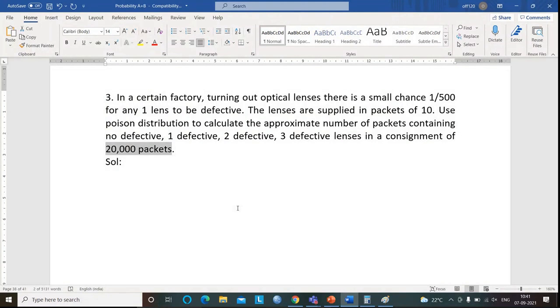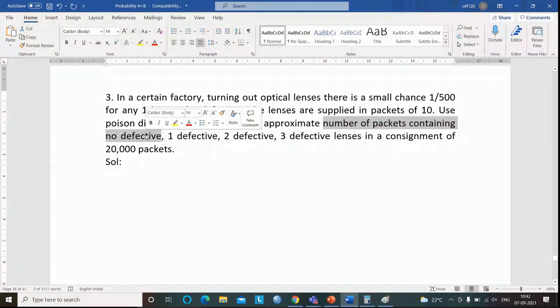1 by 500 means that if you are manufacturing 500 lenses, the probability of getting one defective lens out of 500 is 1 by 500. That means 499 out of 500 would be the perfect lenses. That is their estimation. Now, using Poisson distribution, they are asking us to find the number of packets containing 0 defective, 1 defective, 2 defective, 3 defective lenses.